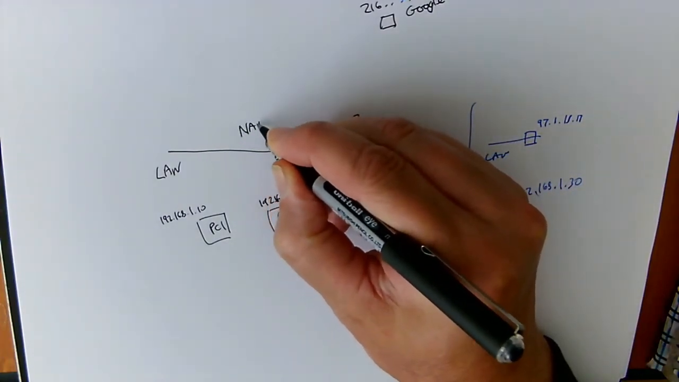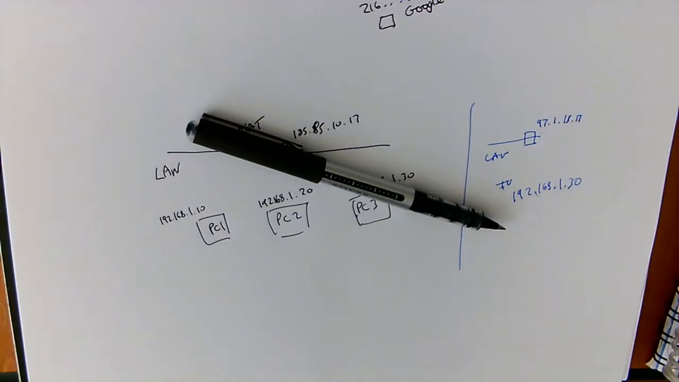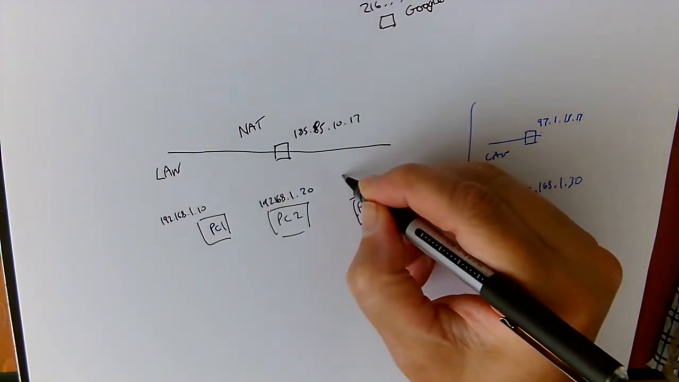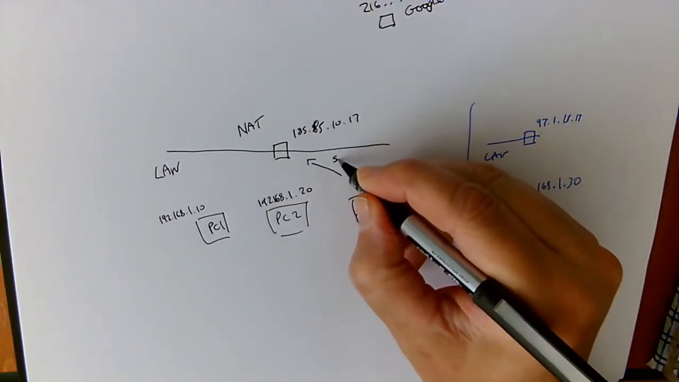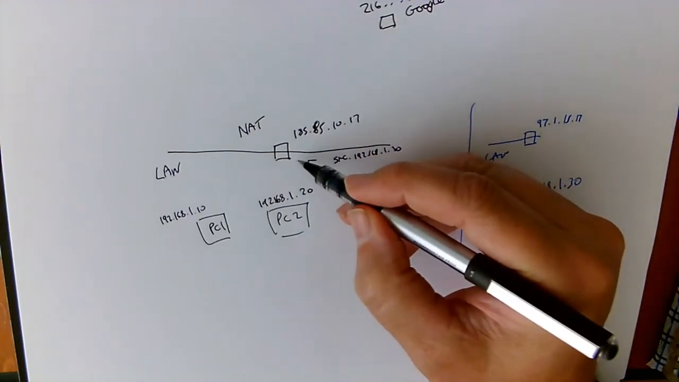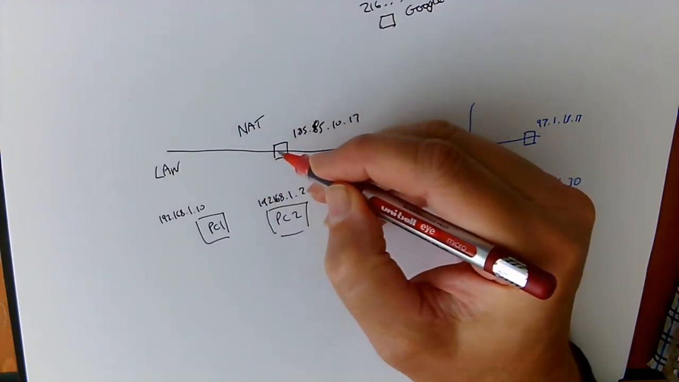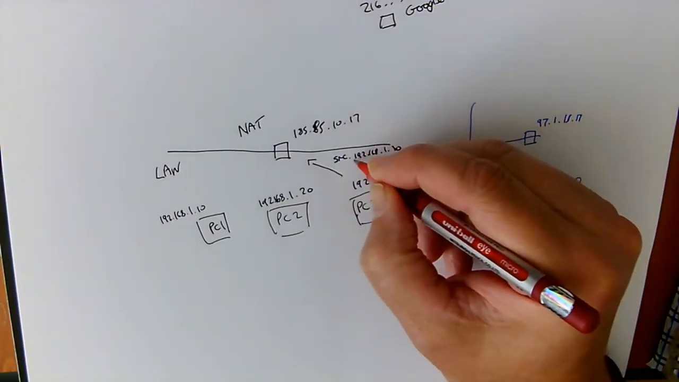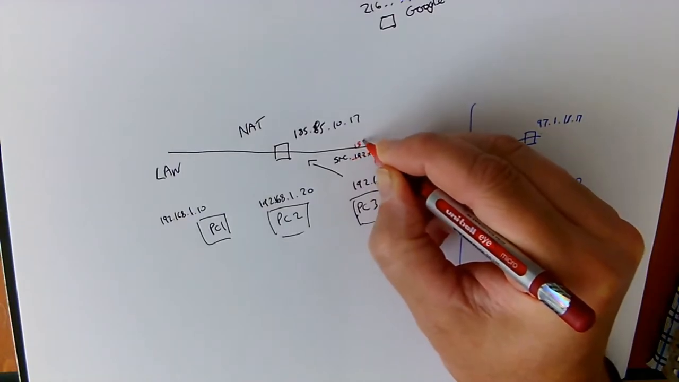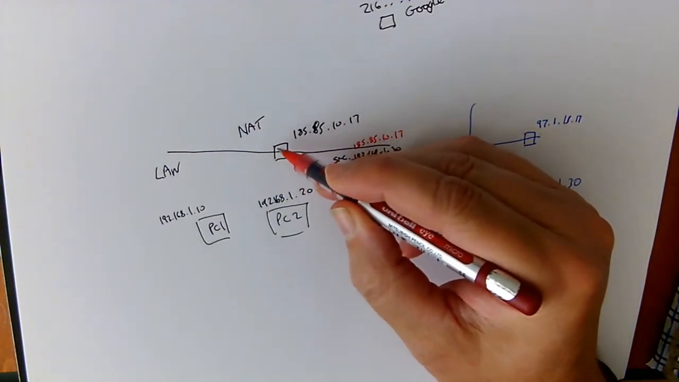There are several forms of translating these addresses. The most common is NAT, and it's also referred to as masquerading. So what happens? Basically, the packet coming from this machine will have a source address of 192.168.1.30. As it comes across this boundary here, the packet will be rewritten. This device here will have the NAT system on it, and it will rewrite this source address. So it's now 185.10.17. In other words, it looks like this packet has come from this point here on the internet.